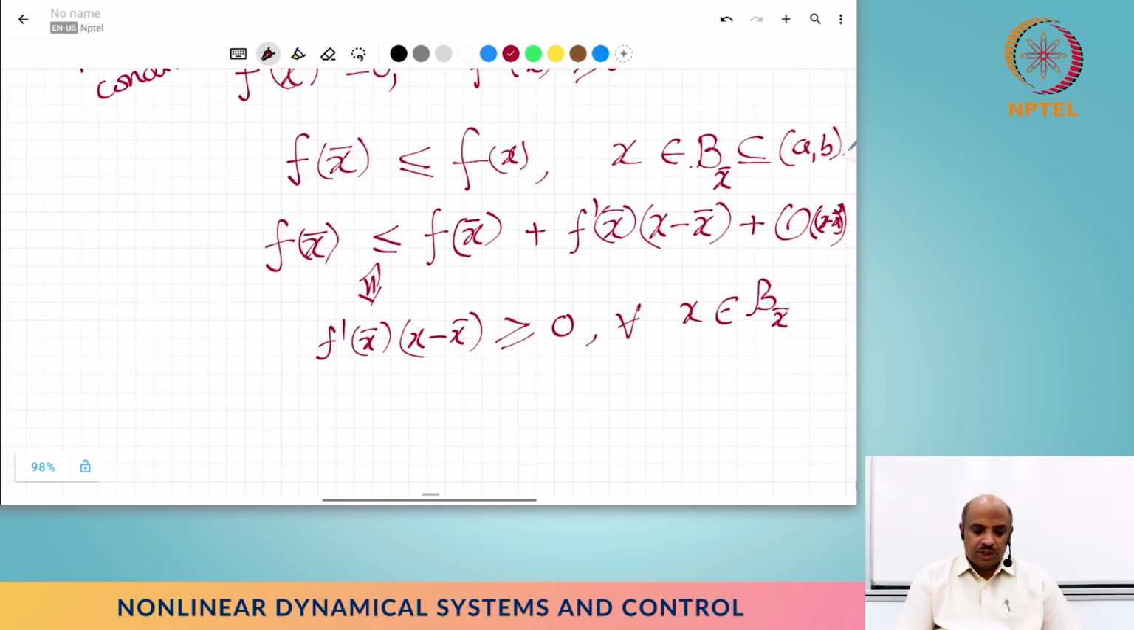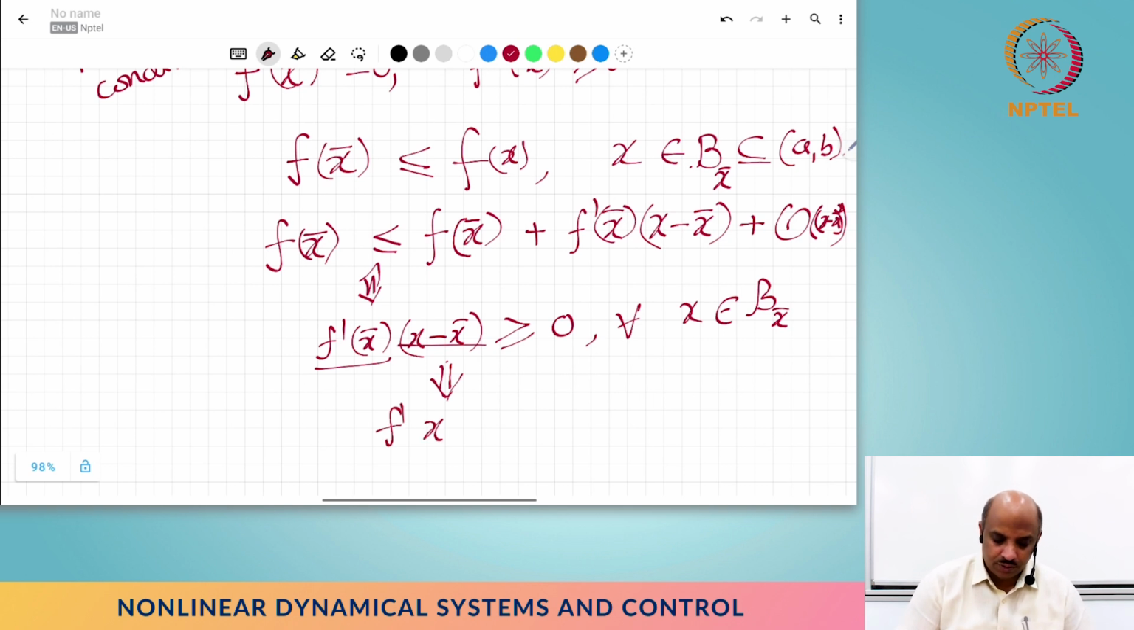Now the thing is, if x is in the ball, on either side of x bar, this particular part could be negative or positive, whereas this is some constant because it's evaluated at a single point. So the only way this can happen is f prime of x bar is 0, right? Hopefully you see that, it's fairly obvious. f prime of x bar is 0.